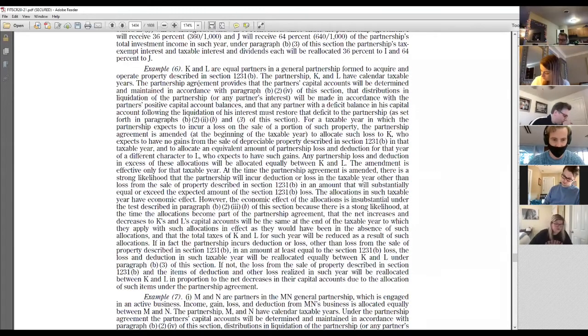Here we've got K and L. They're equal partners in a general partnership. What's nice about these examples, and in the real world this can get really tough, is that the baseline pretty much jumps out at you. They're equal partners, so it's a 50-50 baseline.